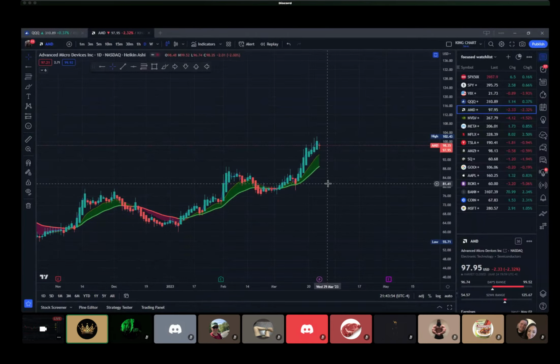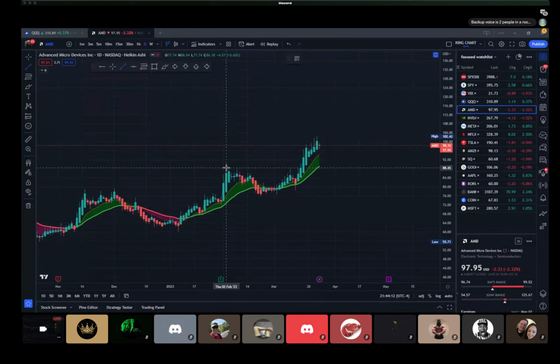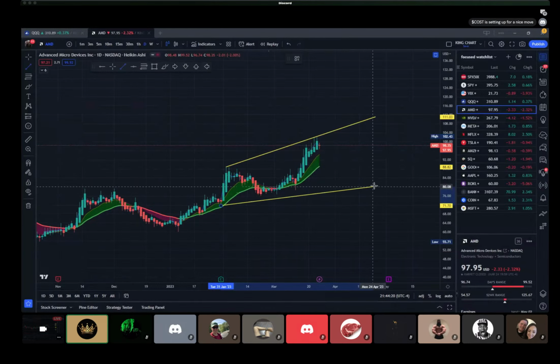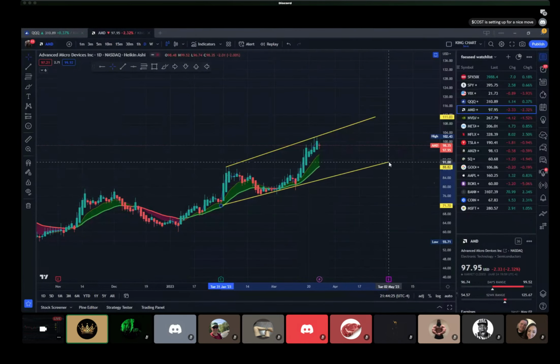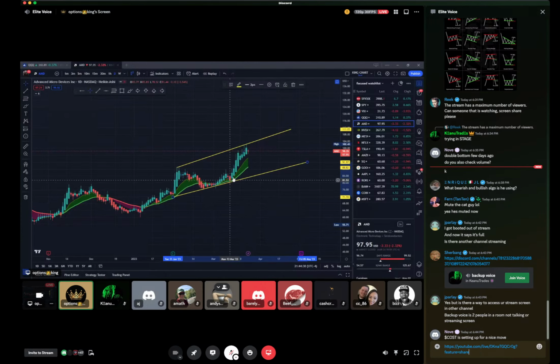Alright, so if we look at the daily time frame on AMD, I have a nice upside there, and about right here, and kind of see that megaphone formation here. You know, it's like very narrow here, kind of opening up a little bit.